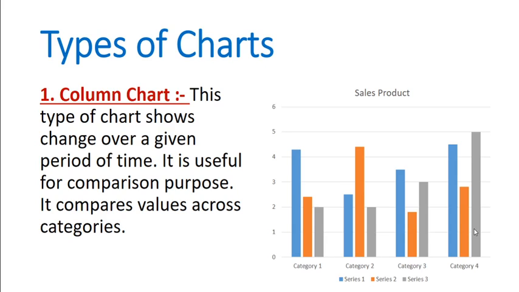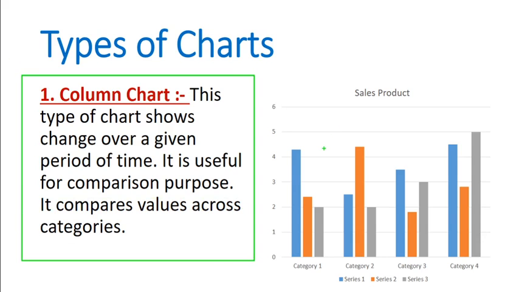Okay, now we have the different types of charts. So altogether there are 10 different types of charts. So here we will try to study one after another the 10 different types of chart. First we will study the column chart. What is it? The column chart. This type of chart allows change over a given period of time. It is useful for comparison purpose. It compares values across categories. Okay, about the column chart.